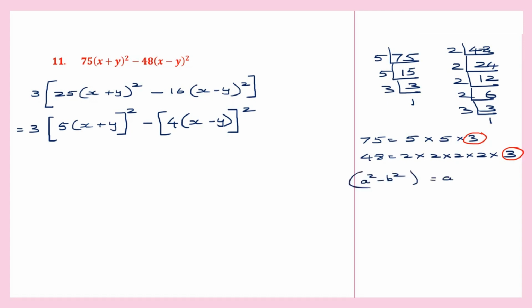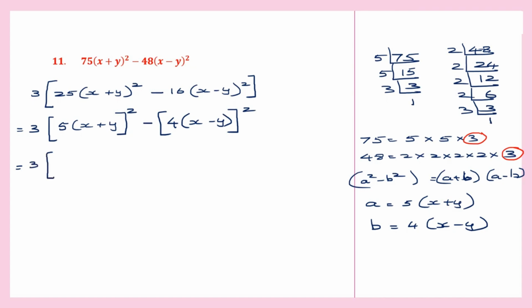This will be a plus b into a minus b. So a plus b into a minus b. So what is a here? 5 into x plus y. The first term is a and b will be the second term, 4 into x minus y. So this will be equal to a plus b into a minus b. So 3 will be there.